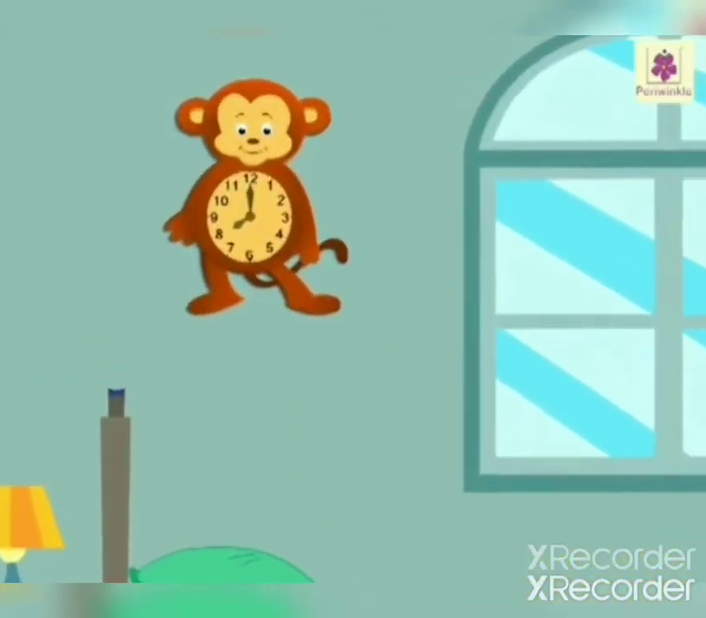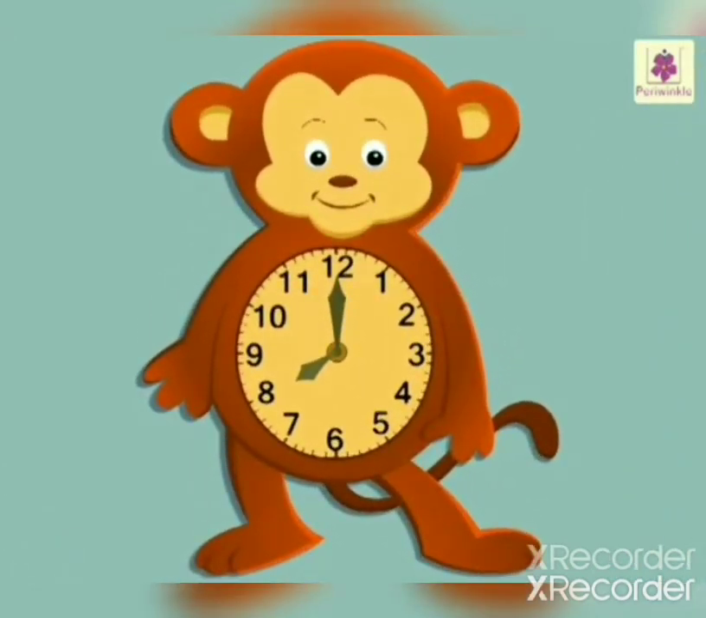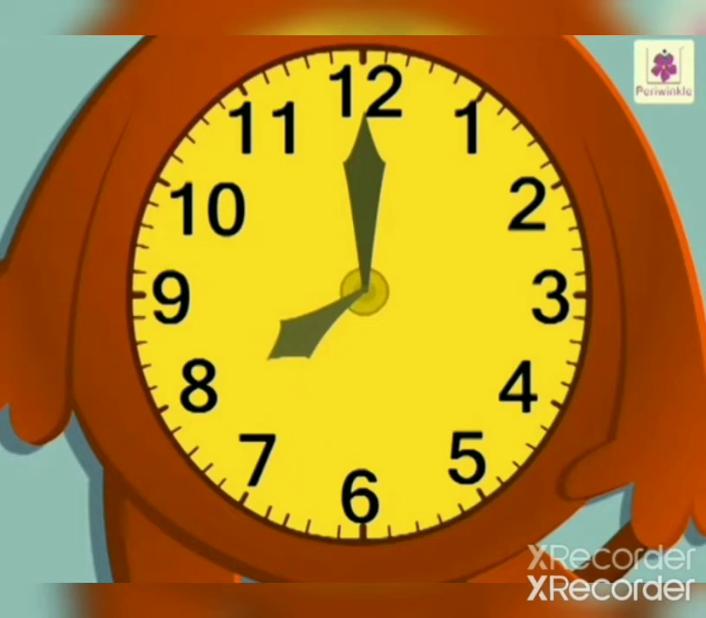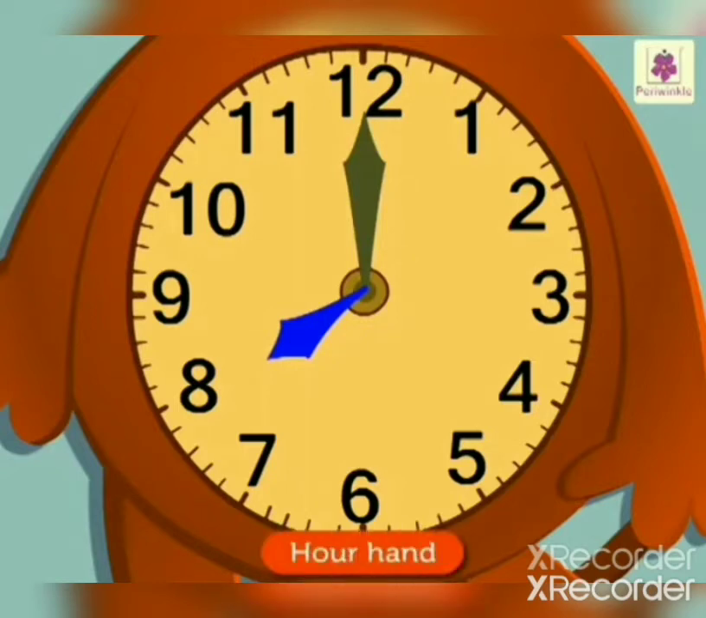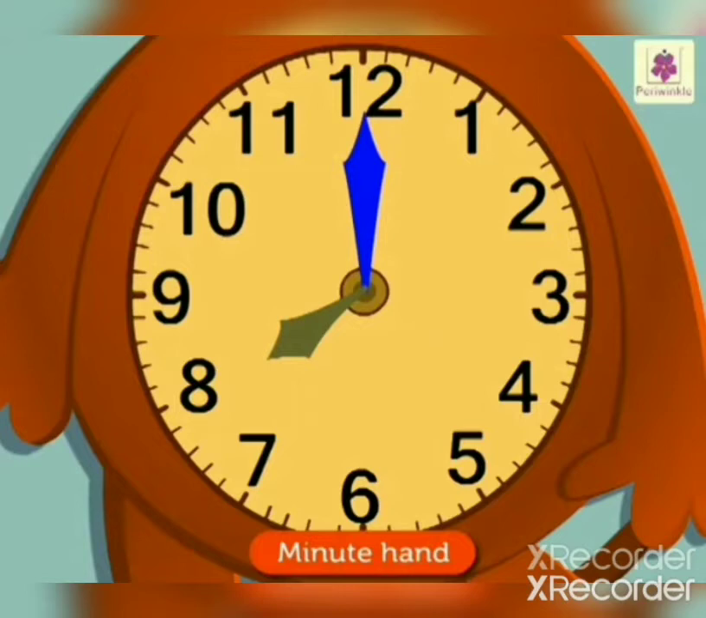Look at Andy's clock. It is so beautiful. Let's revise what we have learned about the clock last year. The flat surface of the clock is called its face. It has 2 hands. One hand is short and the other long. The short hand is also called the hour hand. It shows the hour. The long hand is also called the minute hand. It shows the minutes.